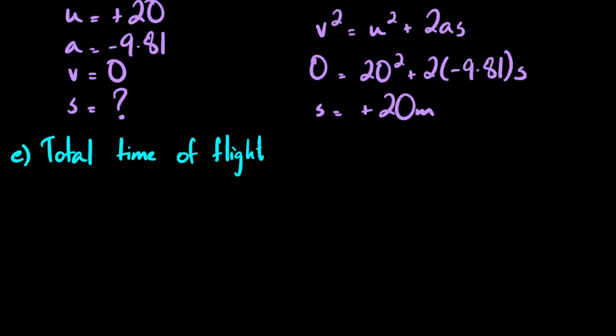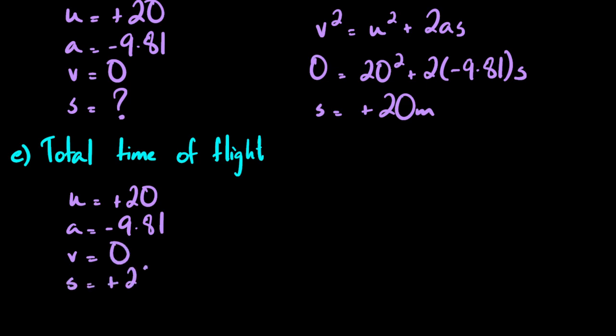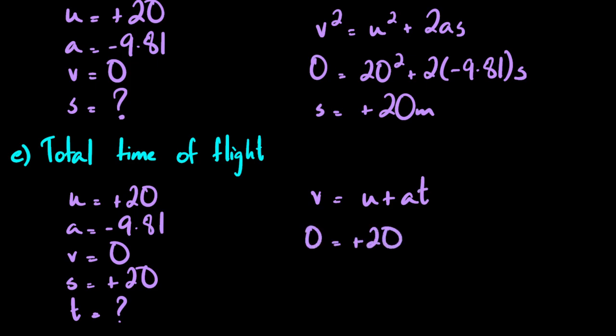So for the total time of flight, again, u is still positive 20 and we have a as well. And now we know, actually for the maximum height, we took v to be 0. And now we also know s equals plus 20. So for calculating t, we can again use any equation we want. Let's go with the easiest one, v equals u plus at. So if v is 0, u is positive 20, a is negative 9.81, the time for it to reach the maximum height turns out to be 2.039. So 2.04 if I take this to 3 SF for now.